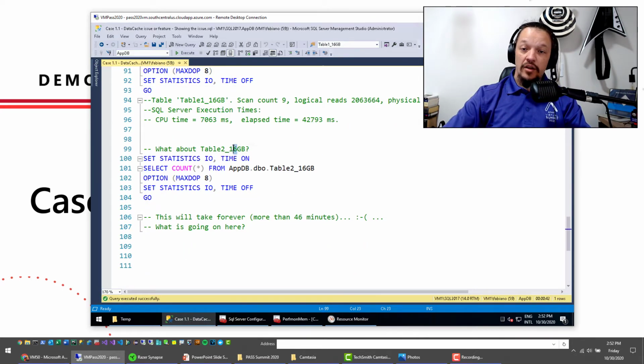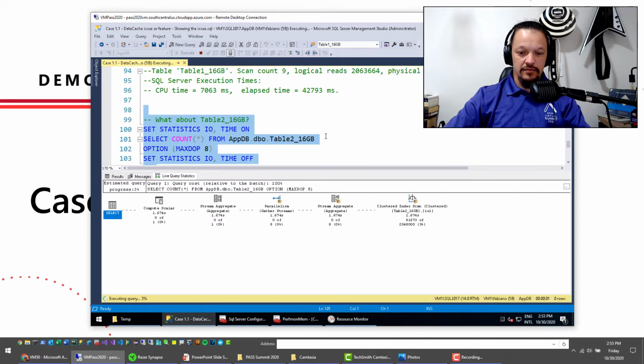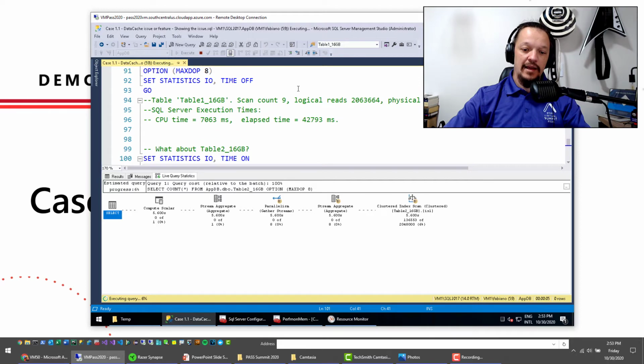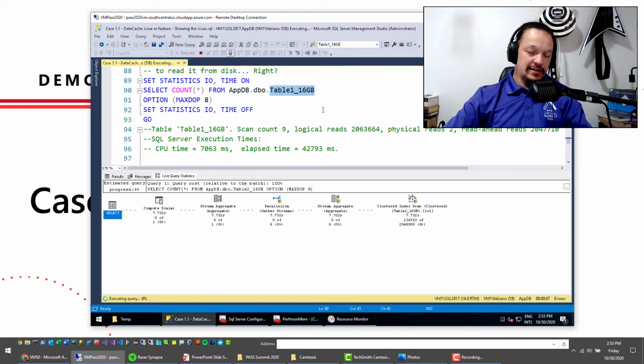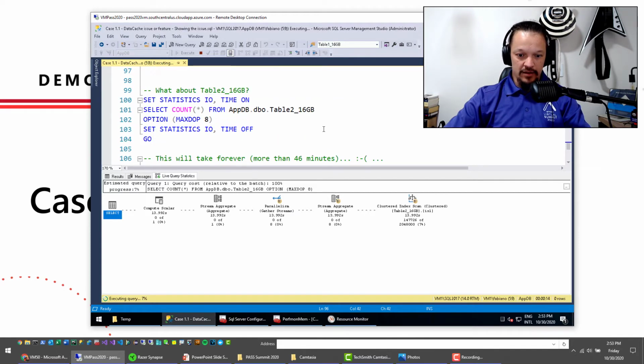Let's try to read another table now. And this table is another one that has 16 gig. Now it's table 2. And now I will enable live query statistics. And let's see. Again, this is the same data as table 1, so the same size. Worst case, it would have to take 40 something seconds, right?